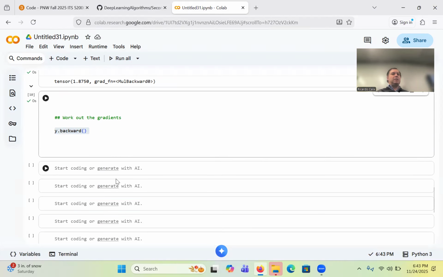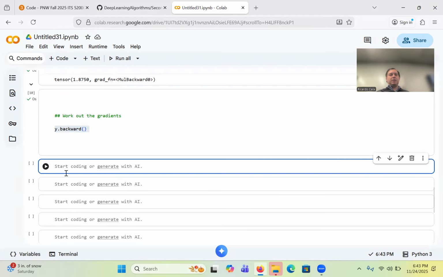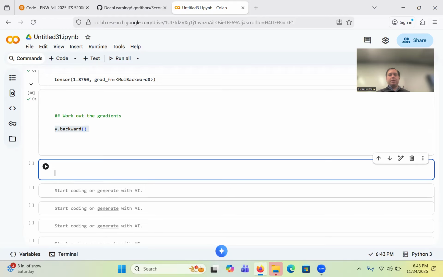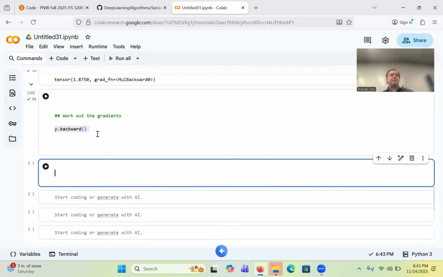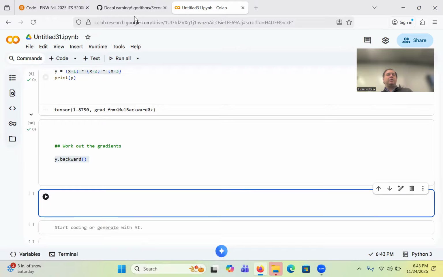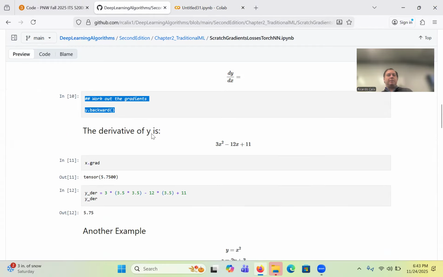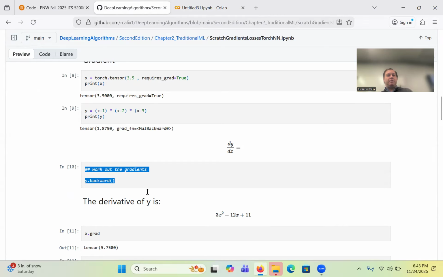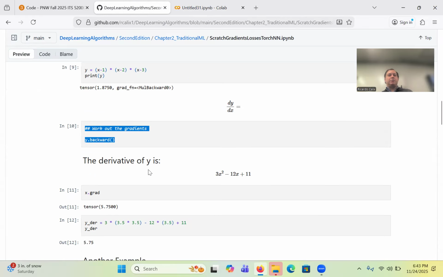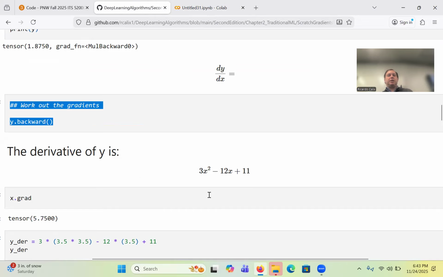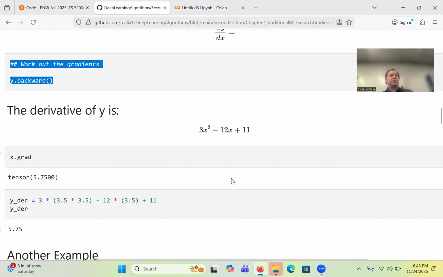But when we run this, you'll see in a second that what happens is the value is going to store the derivative. So this function, the previous function, if we took the derivative of it, the derivative of y should look something like this: 3x squared minus 2x plus 11. Do you guys see that?